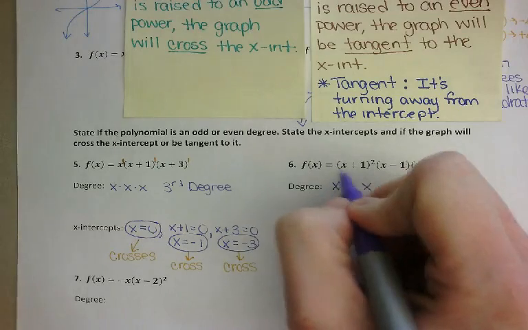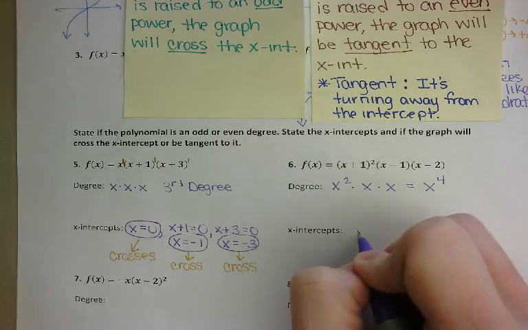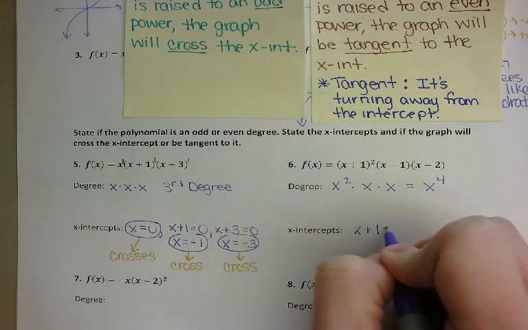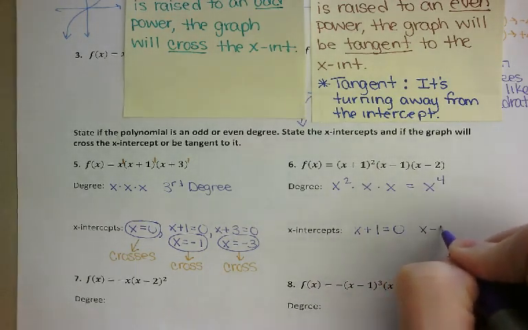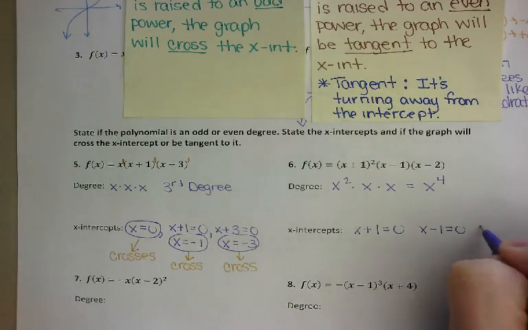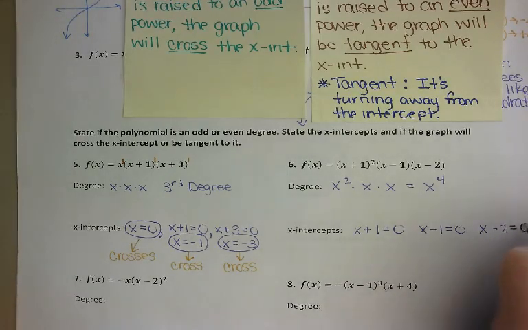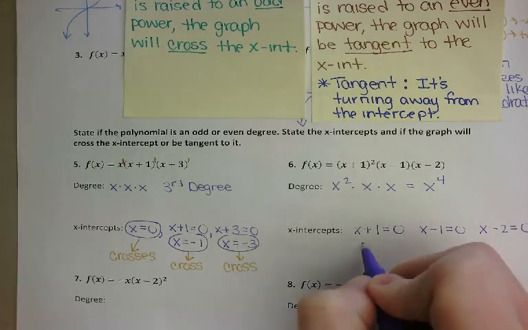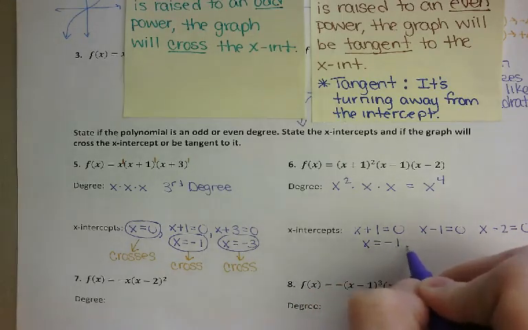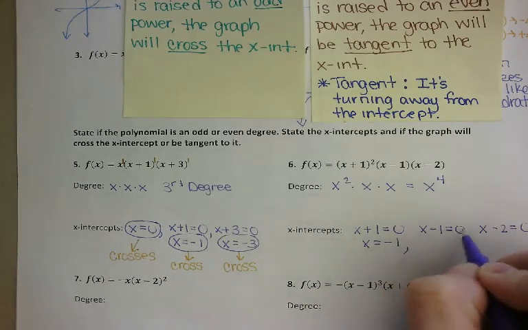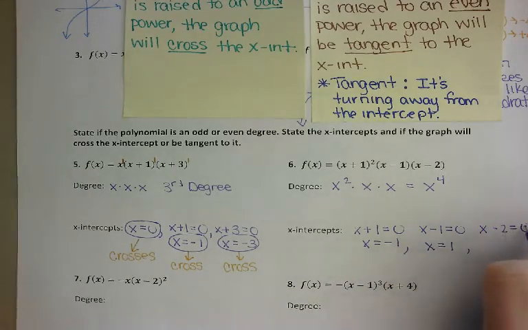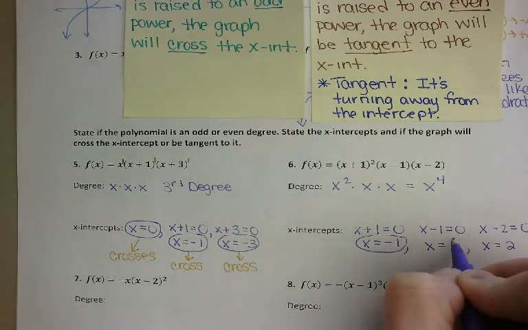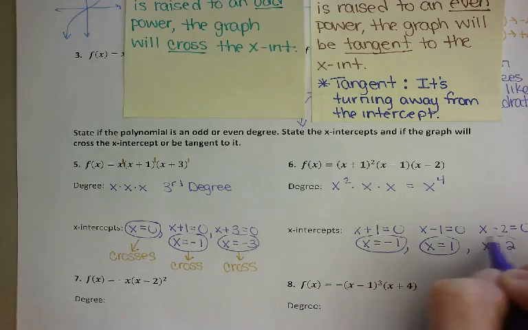Okay. Now I want to take each factor and set it equal to 0. So I've got x plus 1, and I'm going to set it equal to 0. And then I'm going to take the x minus 1 and set it equal to 0, and the x minus 2 and set it equal to 0. What number plus 1 is 0? Negative 1. What number minus 1 is 0? Positive 1. What number minus 2 is 0? Positive 2. So I have an x-intercept at negative 1, I have an x-intercept at positive 1, and I have an x-intercept at 2.